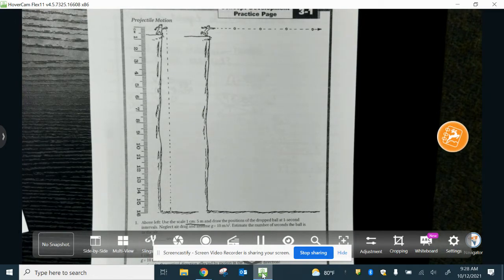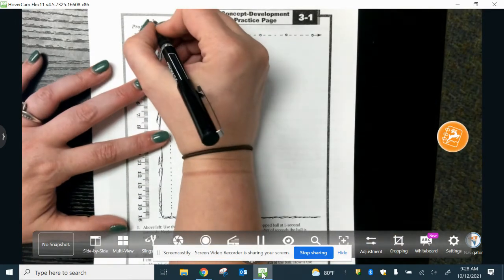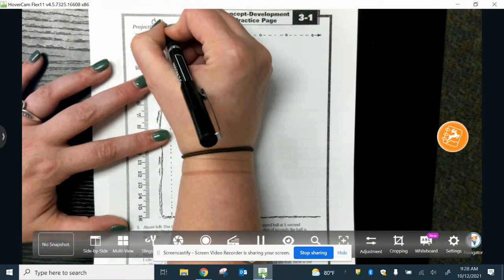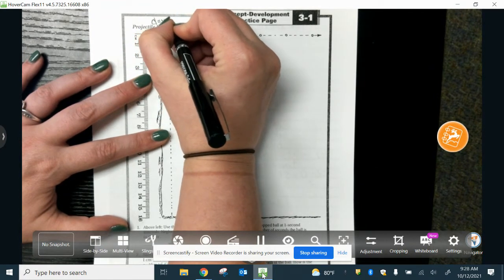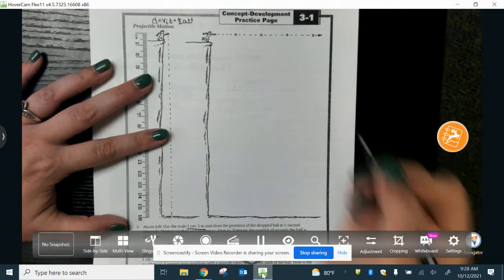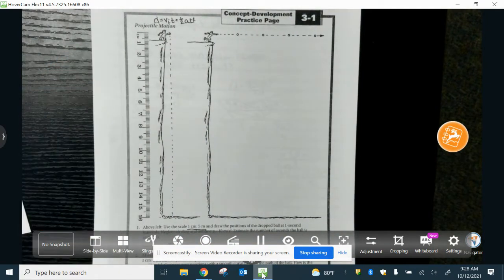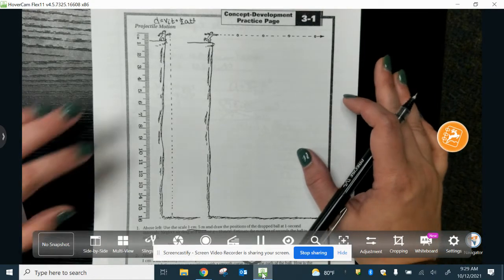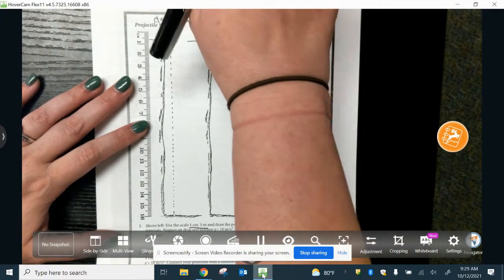So to do this, we're going to use our distance formula. Distance equals VI times time plus 1/2 AT squared. It's up here on the board as well. To be honest, we've been doing this one for 3 or 4 weeks now, so you should be at least somewhat familiar with it. So I'm going to go ahead and zoom in.